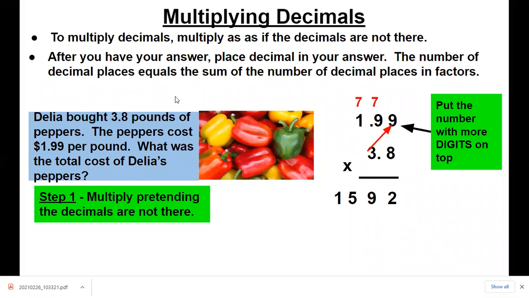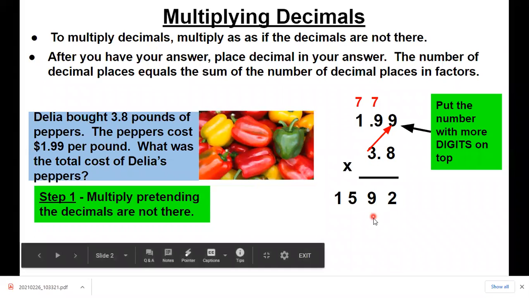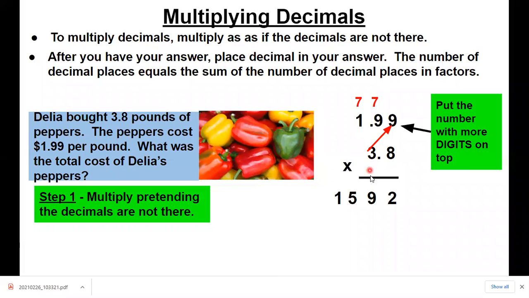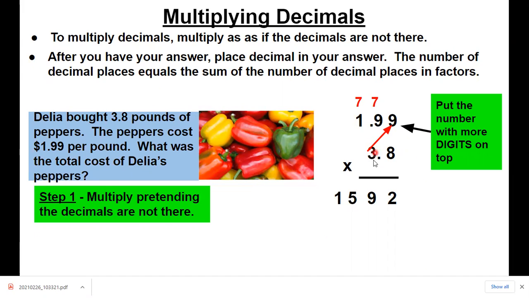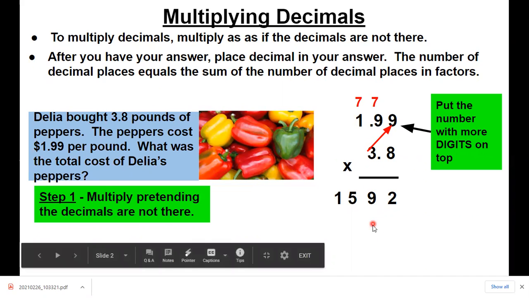Okay, I do 3 times 9. That's 27. Now I'm going to start my answer under the 3. So under the 9 in this 3 row, because I'm multiplying everything by 3 now. Before I started over here because I was multiplying everything by 5. But now that I'm multiplying by 3, my number has to start here.